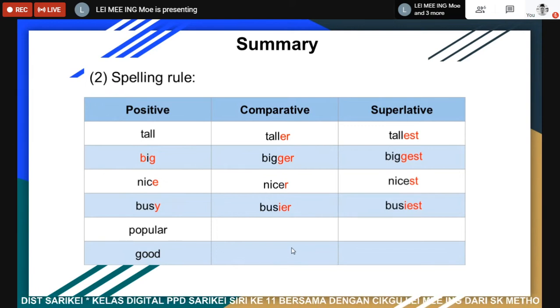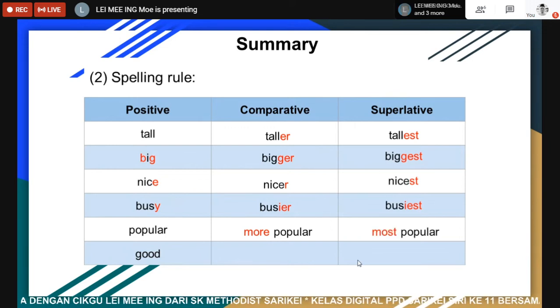Rule number 5. When we have an adjective that has more than 2 syllables, like popular, we plus more in front of our adjective for comparative form. More popular. For superlative, we plus most, the most popular. The last form is our irregular form. This one, you really need to memorize. Good, better, best. So this is our summary for today's lesson.